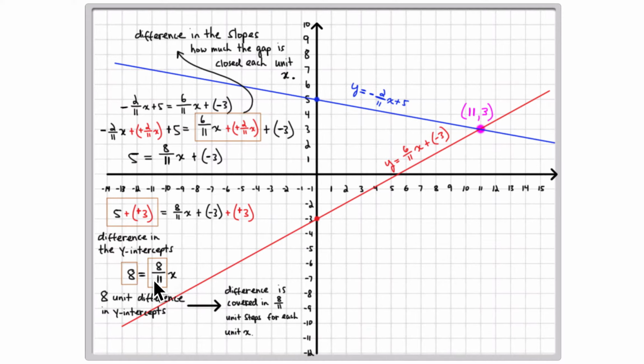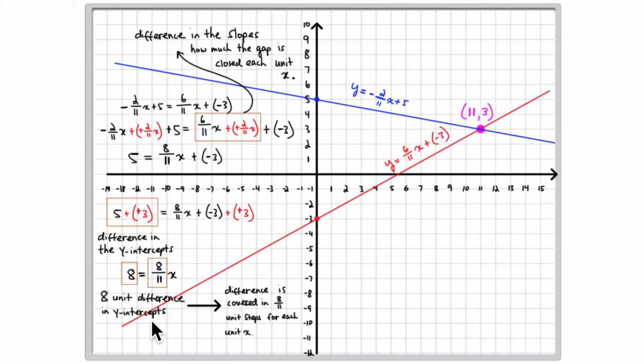And so now you have this +8 units, and you have 8/11 x. This is reduced by that length, 8/11 for each unit x. Well, how many times can you take 8/11 out of 8? How many times can you do that? That's going to be the value of x to get to the point of intersection, because you're closing this gap 8/11 of a unit at a time. Eventually, you're going to get to this point right here.